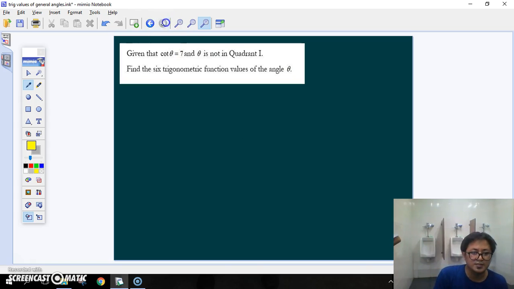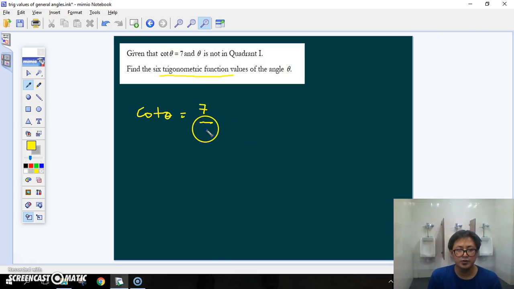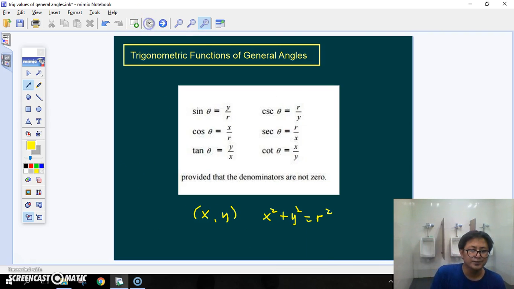Right? Let's go to the last. Given that cotangent is 7 and theta is not in quadrant 1, find the 6 trigo function values. Now, I'm not really looking for all 6 of them, but we're looking for x, y, and r, and it's done. You have cotangent 7. But wait, there's no denominator. What's the denominator here? Must be 1, right? Cotangent is x over y.